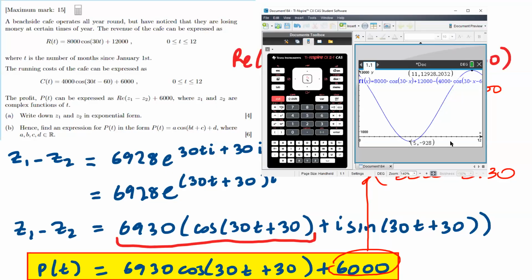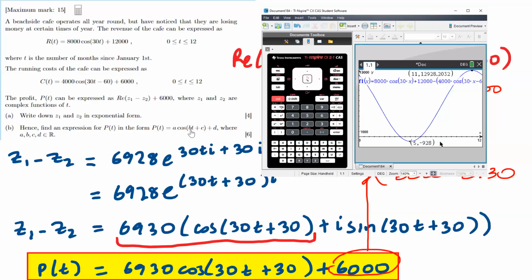So again, if we were doing this without using complex numbers, we could sketch that graph. We could see the maximum is at 12,928, the minimum at negative 928. And so therefore we can say from that, the amplitude of this is going to be maximum minus minimum divided by 2. 12,928 minus negative 928 divided by 2, and that would equal 6,930. So we would know the value of A is 6,930.